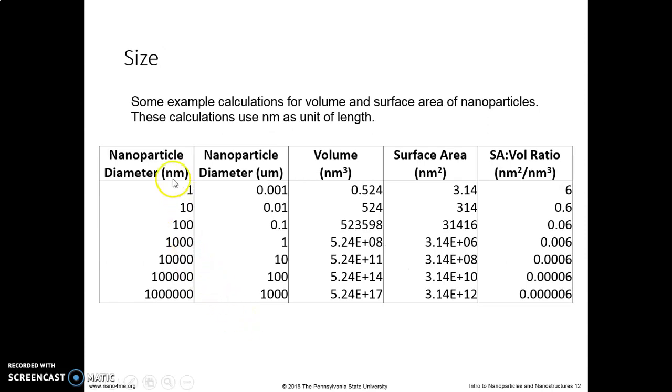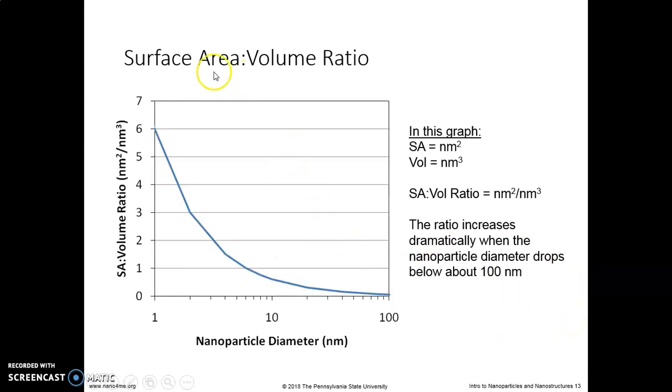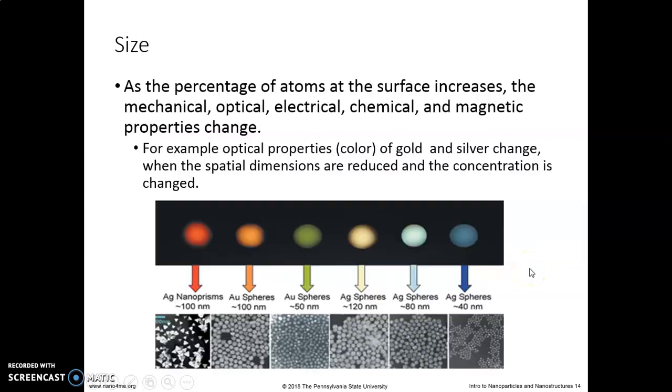Okay, here the size is given. The nanoparticle diameter is given, and it shows how the surface area to volume ratio varies. When the nanoparticle size increases, the surface area to volume ratio decreases. The graph clearly indicates that as the nanoparticle diameter increases, the surface to volume ratio decreases. So the ratio increases dramatically when the nanoparticle diameter drops below 100 nanometers.